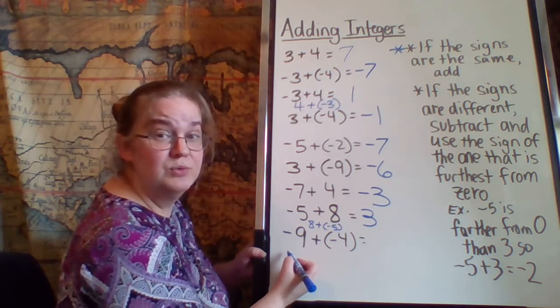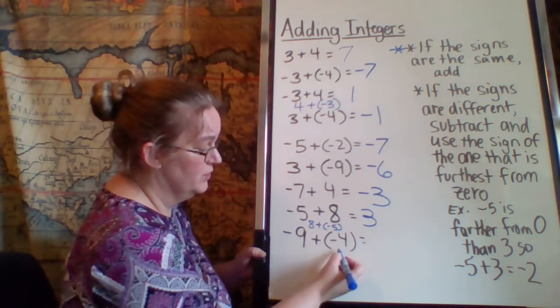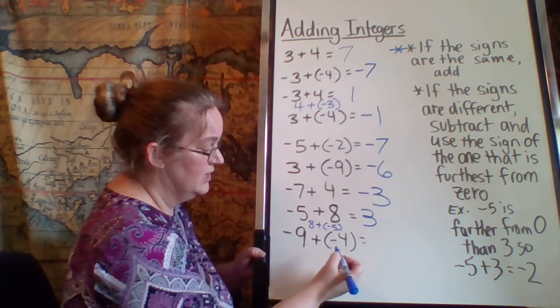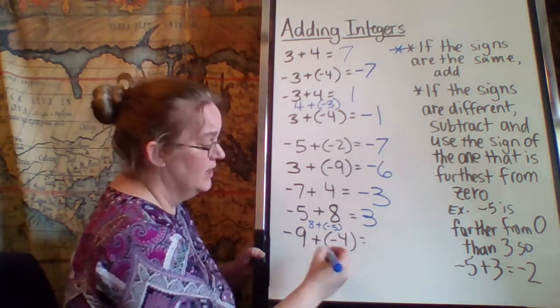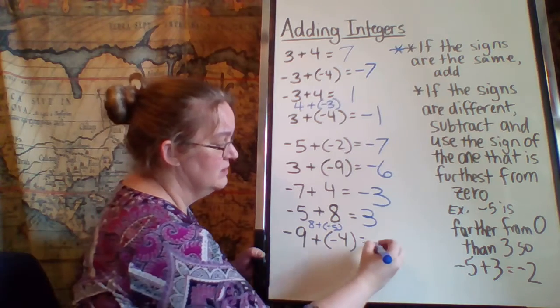And then finally, you have 2 that are the same. They're both negative. So if I owe you 9 and I borrow 4 more, that means I'm getting more in debt. I'm going to add those 2 debts together to get -13.